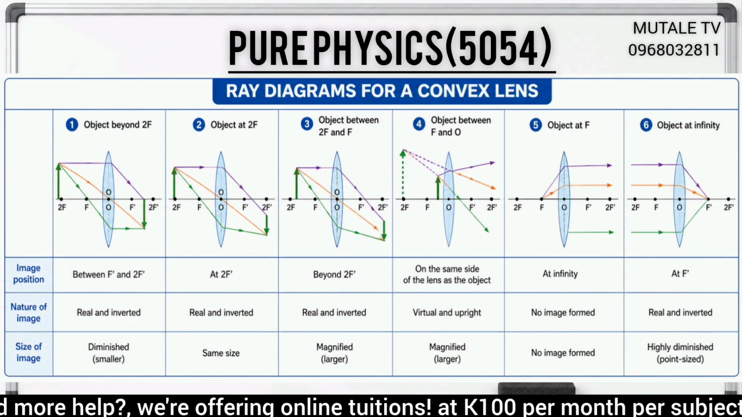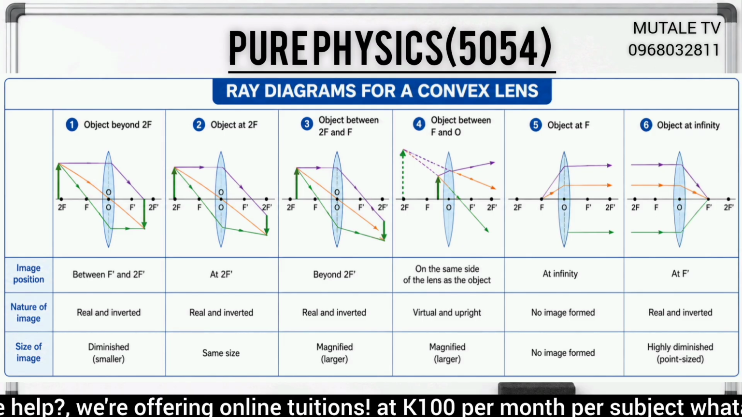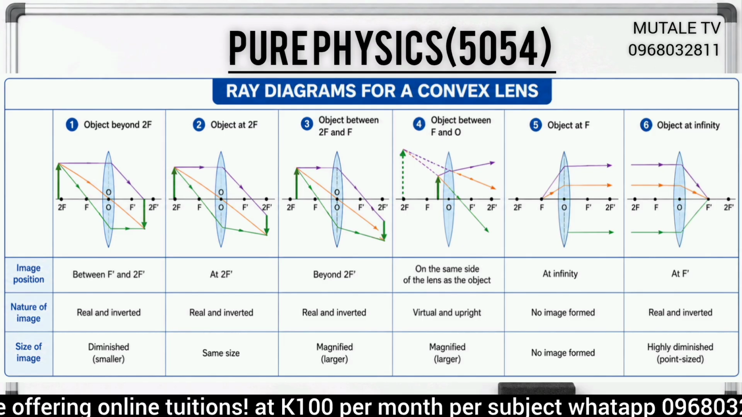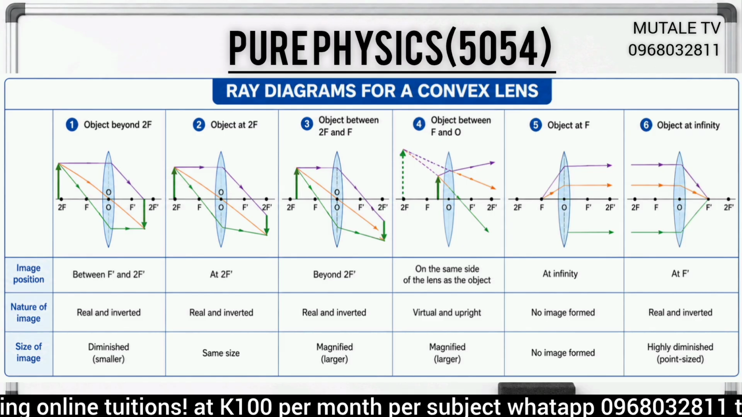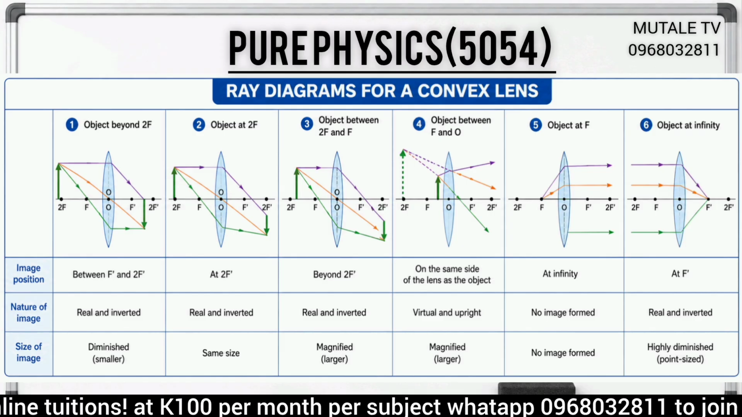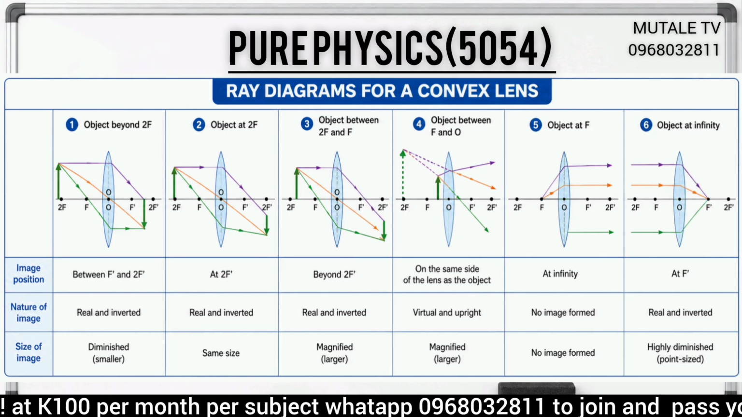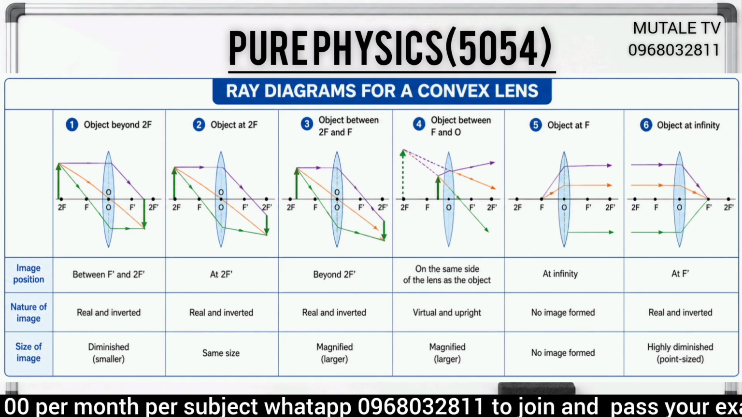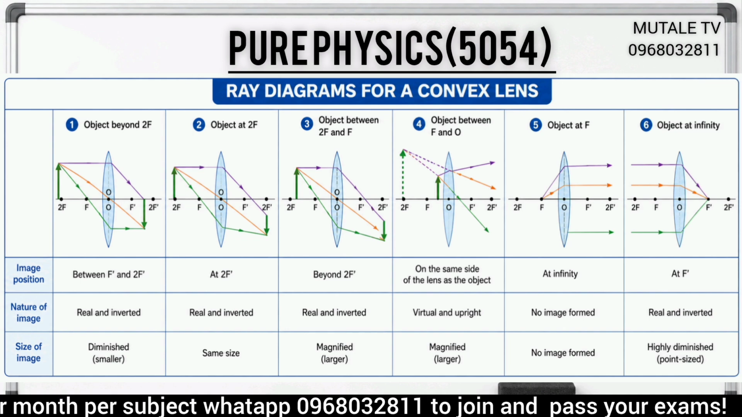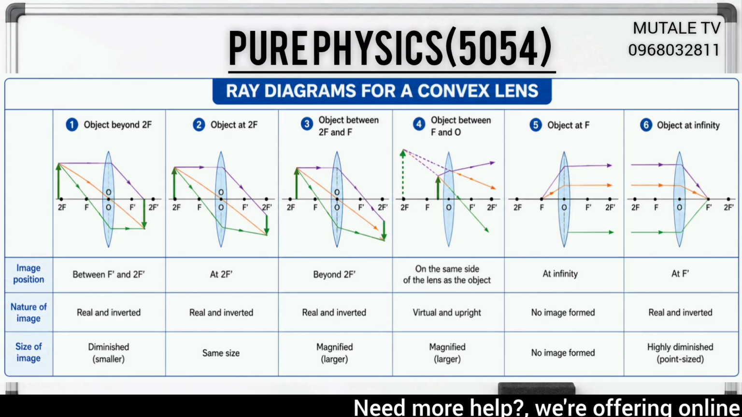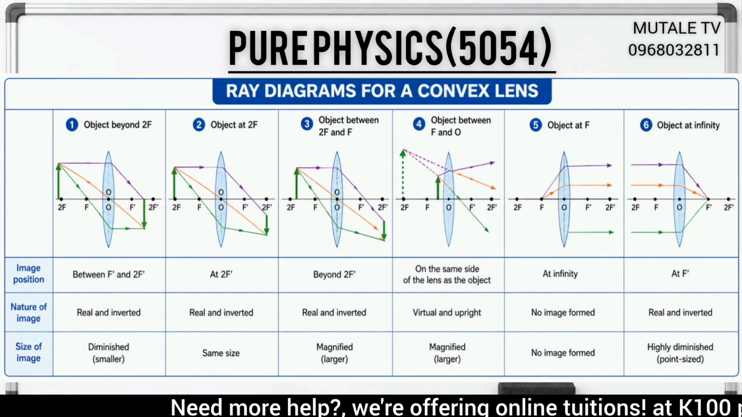There are 6 key positions worth knowing. When the object is placed beyond twice the focal length, known as 2f, the image forms between f and 2f on the other side. It is real, inverted, and diminished. When the object is placed exactly at 2f, the image also forms at 2f, and it is real, inverted, and the same size as the object.